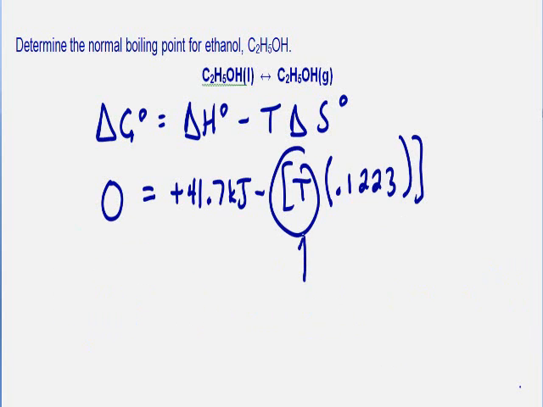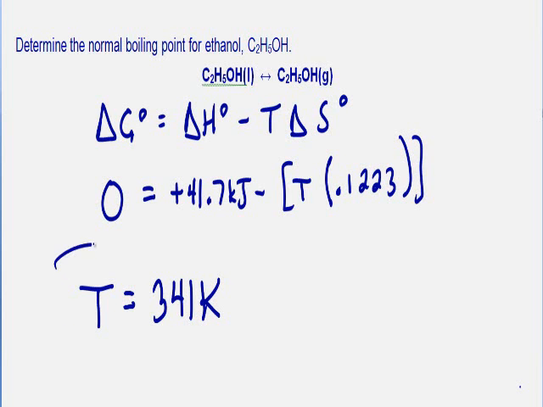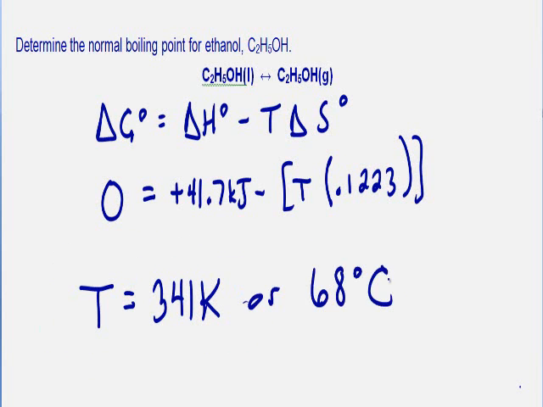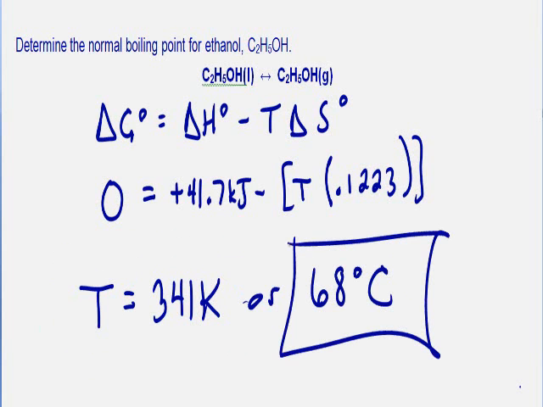We can now solve for T, which will give us our normal boiling point for the liquid turning to gas equilibrium of ethanol. Solving for T, we get 341 Kelvin, or 68 degrees Celsius, and that would be our boiling point for ethanol, or the equilibrium phase change for liquid to gas.